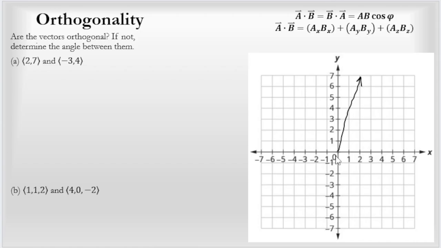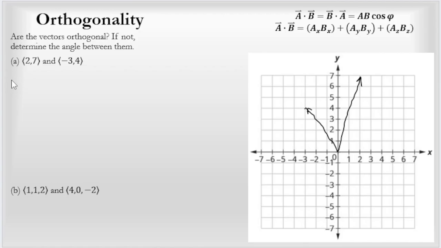So there's 2, 7, and then I have -3, 4. And I see that the angle between them is not 90 degrees. So when I do this dot product, I won't get 0, right? If they're orthogonal, then I have 90 degrees between them, and cosine 90 equals 0. So I will get a non-zero value here. I wonder what I will get.